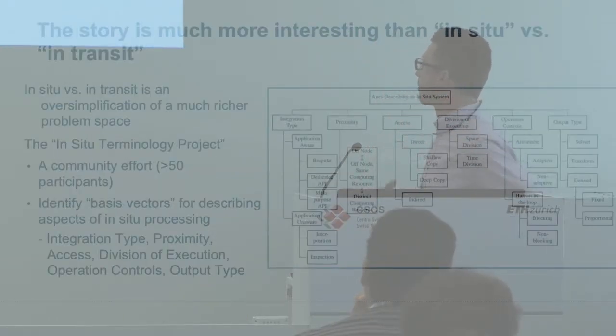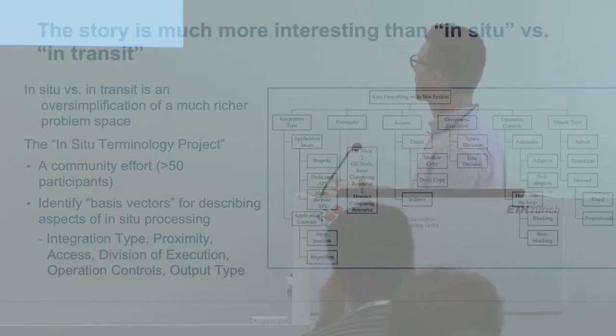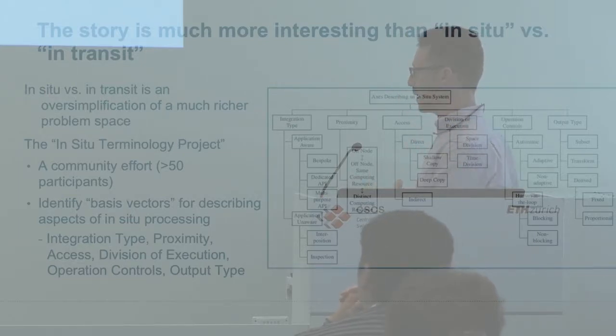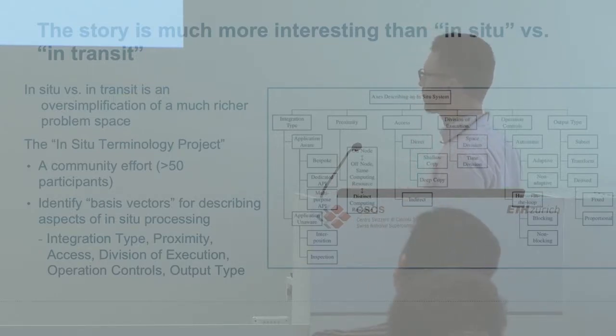But it's much more interesting than just in situ versus in transit. There are many different ways you can look at this. Once you start thinking and analyzing all of the different scenarios, you can look at it from an access point of view, whether the simulation and the analysis can have direct access to each other's memory, or whether they don't and data has to be moved. You can look at it from proximity: on node, off node, same computing resource, so you're on the same cluster, or distinct computing resource, you're on a different cluster. You can look at it from the perspective of integration, whether your simulation has to be application aware.